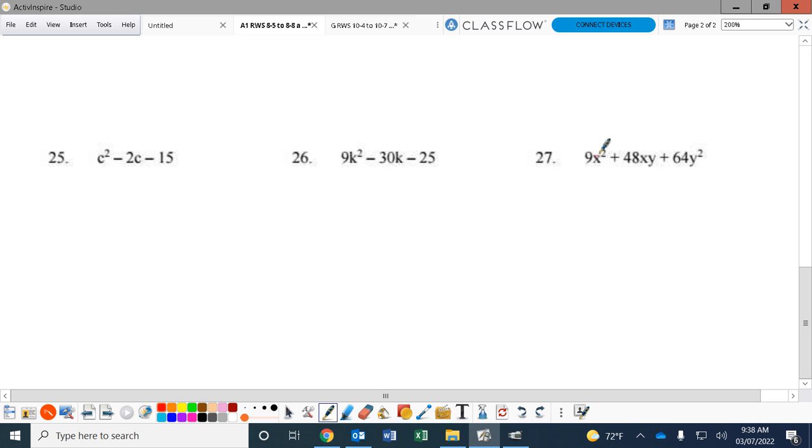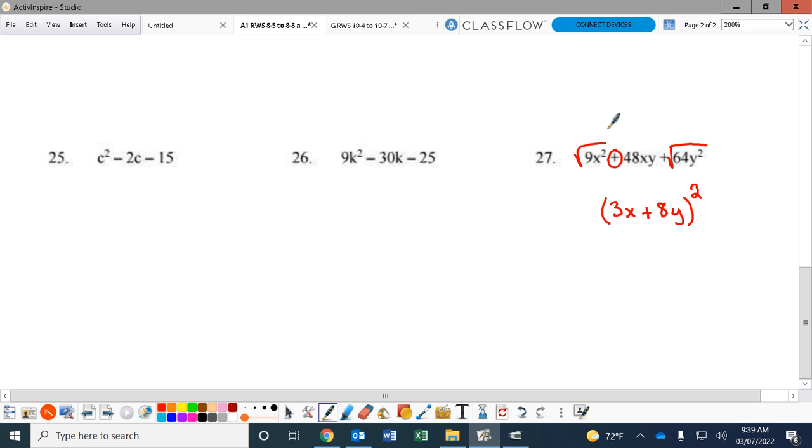Oh, actually, this is a perfect square. This is a perfect square. So let's see if we can make this work. The square root of 9x squared would be 3x. The square root of 64y squared is going to be 8y. The sign from in front of the second number is going to be plus, and the whole thing would be squared.